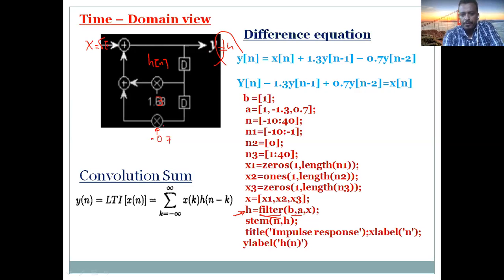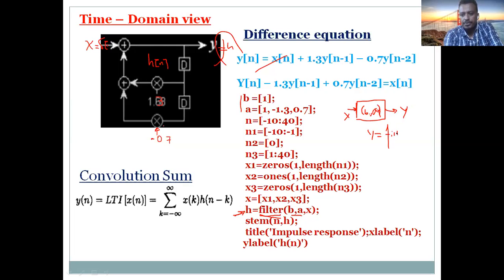What are B and A? They are the system. For any discrete time system, you write the difference equation, like this. From the difference equation, you get B and A, the coefficients. This is the input, and this will be the output for that discrete time system. So you can determine the output in MATLAB by using the function filter.